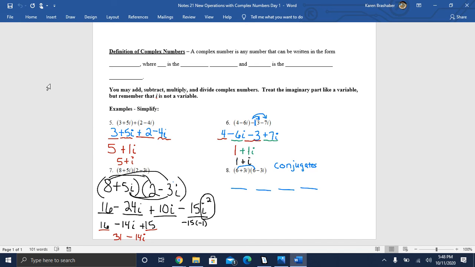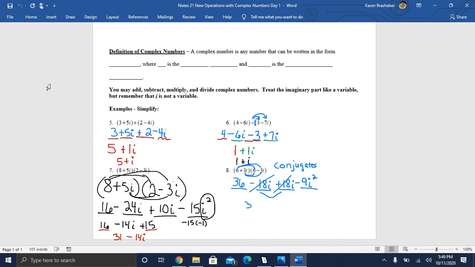So we'll start with 6 times 6, that's 36. And then we'll take 6 times negative 3i, and so that's negative 18i. Then we'll move to the second term, 3i times 6, that's positive 18i. And finally, positive 3i times negative 3i, that will be negative 9i squared. Well, our negative 18i and our positive 18i actually cancel each other out. And that's what happens when you multiply conjugates. The i term actually goes away.